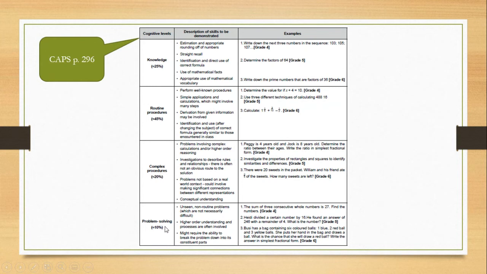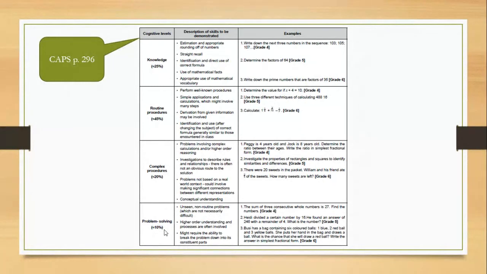The difference between complex procedures and problem solving is mainly that complex procedures are problems with calculations of a higher order, which you have done in class, which they have seen. All right, you've done it in class, you've discussed it, and they can use the information within the word problem to calculate the answer. A problem-solving question is usually an unseen, non-routine problem where they have to use the highest order of thinking. All right, and something that you haven't done in class, to really challenge the learners, only 10% of the marks.